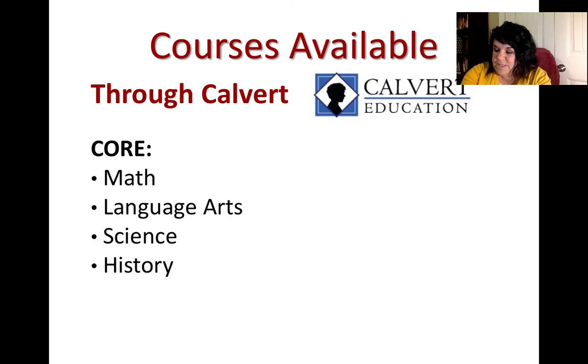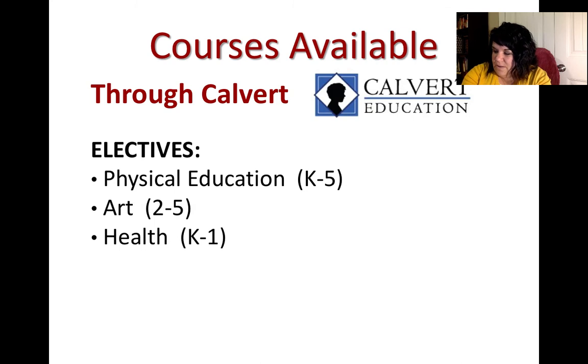Utah Online School has various courses available. Next year, through the Calvert curriculum, we will be offering math, language arts, science, and history. Our elective courses through Calvert are physical education for grades kindergarten through 5th, art for grades 2nd through 5th, and health for grades kindergarten through 1st.